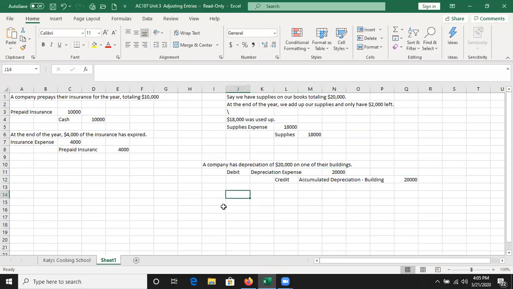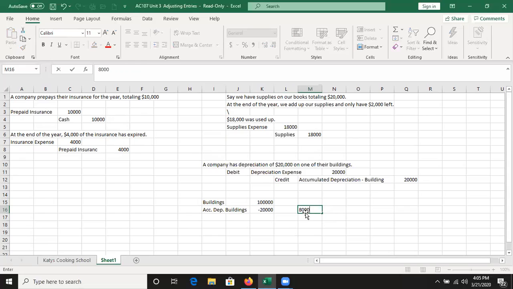It reduces the value of its associated asset. So on the balance sheet, when we're in the asset section, we would have buildings. Say the total value of buildings was $100,000. Then below it, we would have accumulated depreciation buildings. And it would be a negative $20,000. So then the net amount, the net worth of the building is $80,000. So it cost $100,000, it lost $20,000 in value, it's now $80,000.